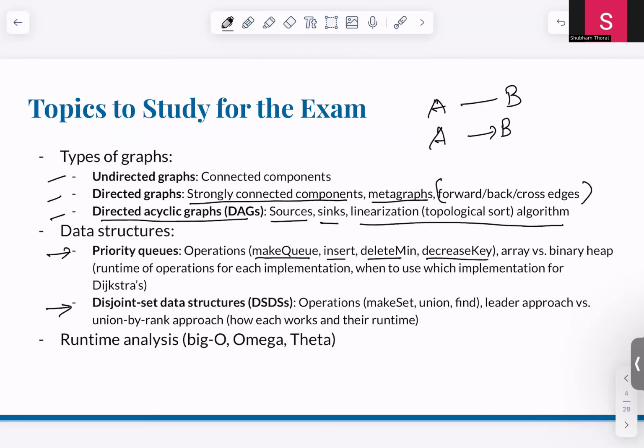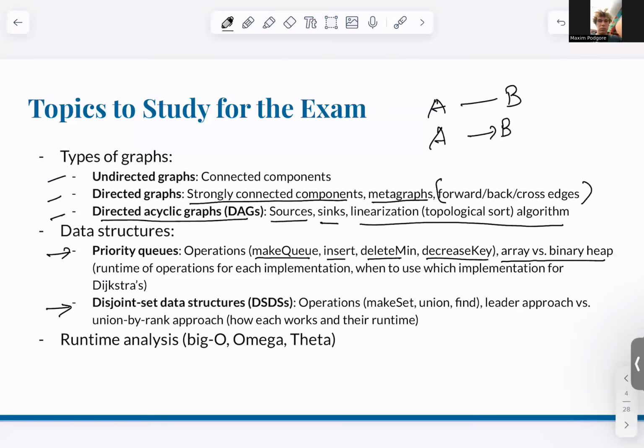Also, understand the different implementations of these priority queues, like the difference between an array and a binary heap, how the runtime changes, what happens when a graph is sparse, and what happens when a graph is dense. These are important things you need to understand for these problems. And if a problem is given to you, you should be able to identify which one to choose to get the best possible runtime.